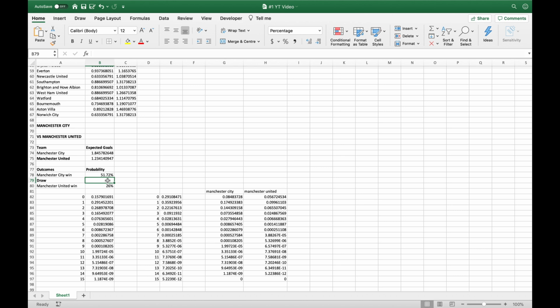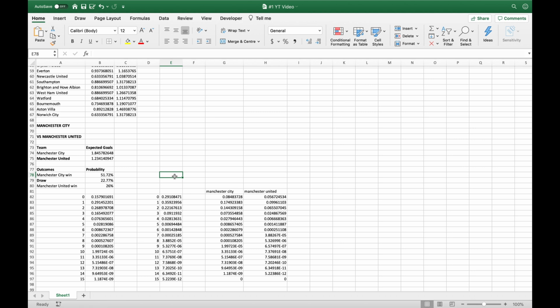Step 13. To find out the probability of a draw, simply subtract the sum of each winning team from 1. Thus, now we know, based on our data, Manchester City have a 52% chance of winning, Manchester United has a 26% chance of winning, and a draw is 23% likely.